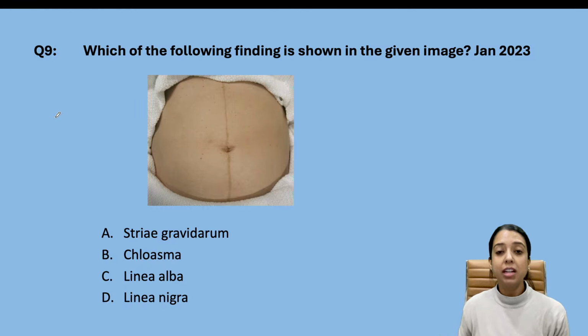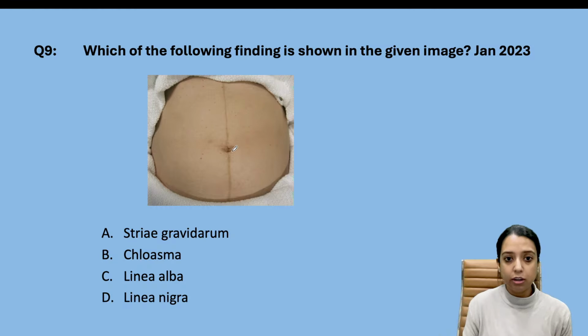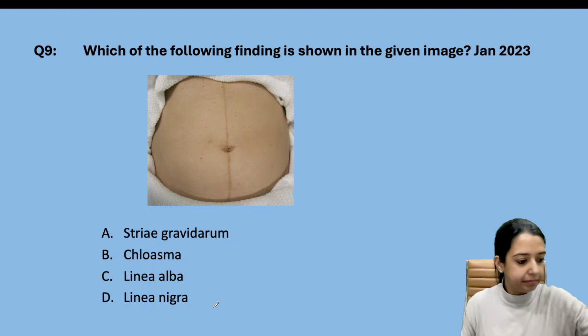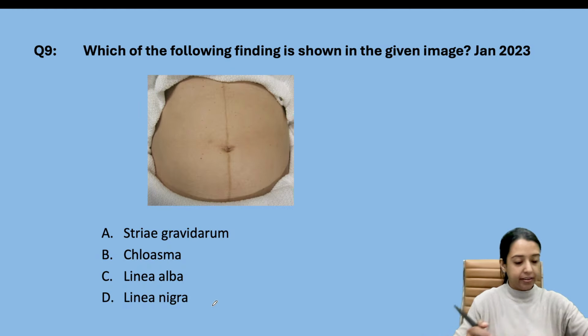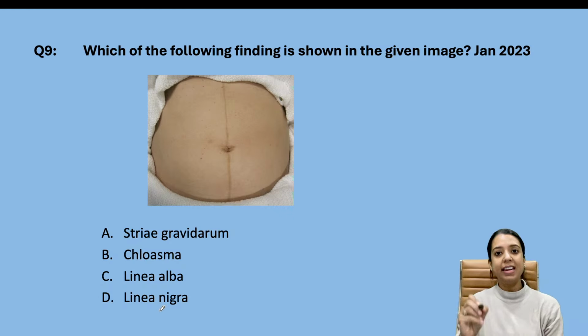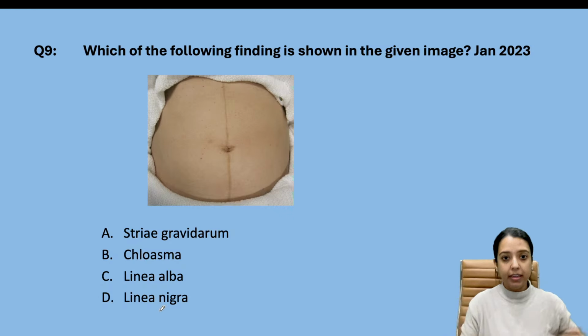Now, physiological changes in pregnancy. This central line, can you see the central dark line which is seen in pregnancy? What is this central dark line? There are 2 options, linea alba or nigra. Good. See, it is dark. The word nigra scientifically stands for dark. The word Nigerian comes from dark. So this central dark line is linea nigra.